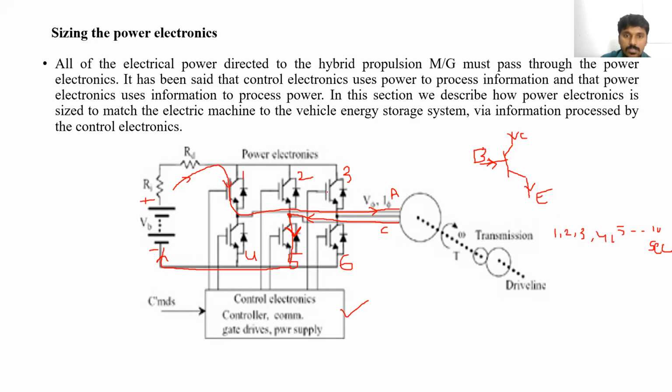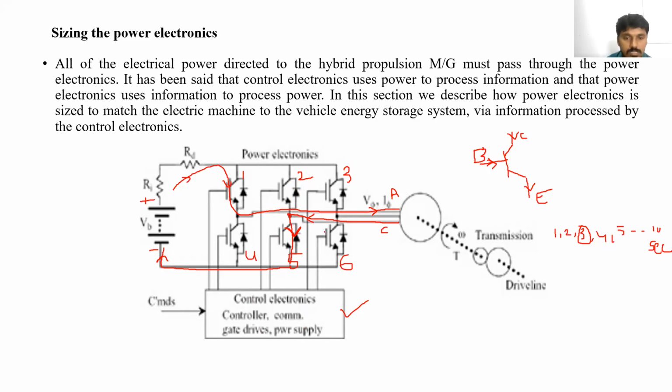If you want to turn on switch 2 at time t equal to 2 seconds, this controlling circuit will generate the signal to the second switch at time t equal to 2 seconds. At t equal to 2 seconds, only the second switch will be turned on. Clear? Accordingly, this controlling circuit generates the signals to these switches.